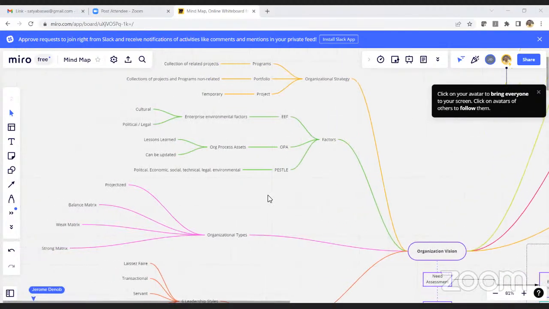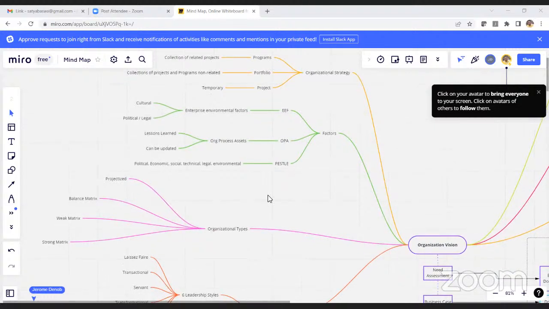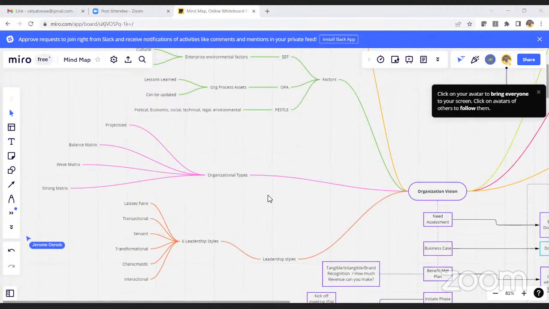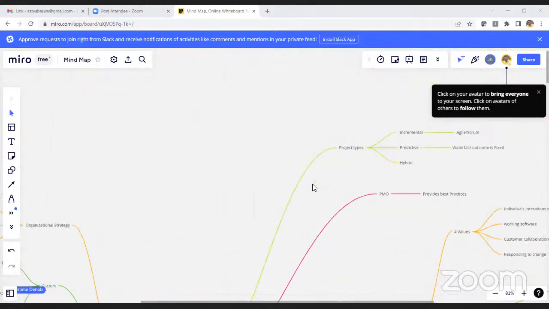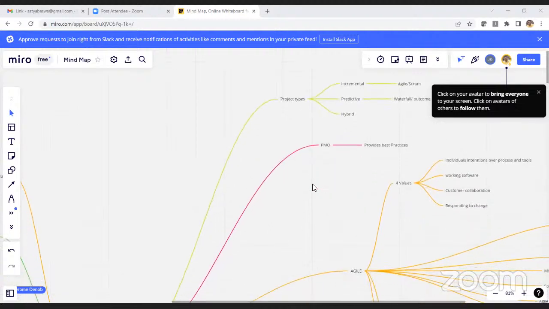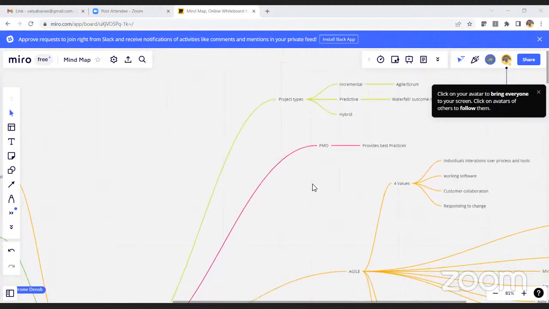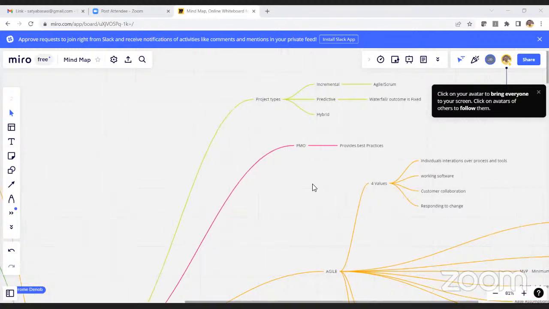We have organizational types: projectized, balanced matrix, weak matrix, strong matrix. We have leadership styles, 6 of them: laissez-faire, transactional, servant, transformational, charismatic, interactional. We also have the project types: incremental, agile, scrum. We have predictive, which is waterfall, where outcomes are fixed, and we have hybrid, which is a combination of both.